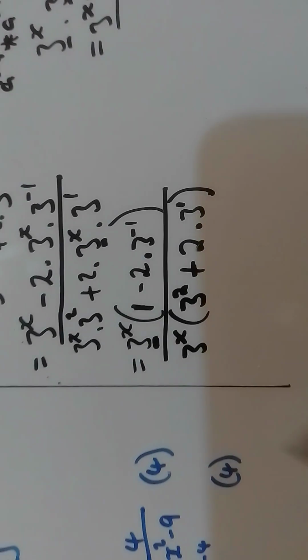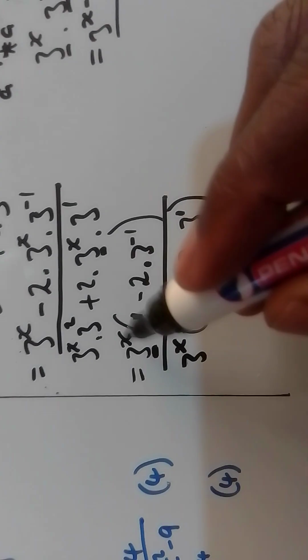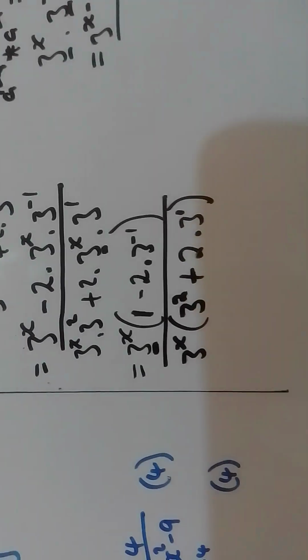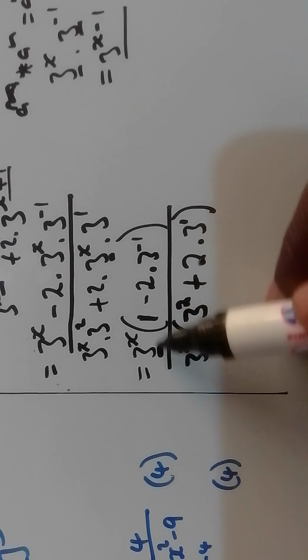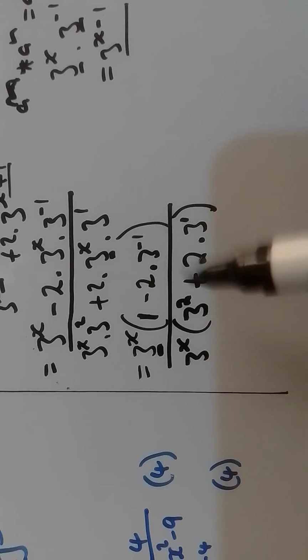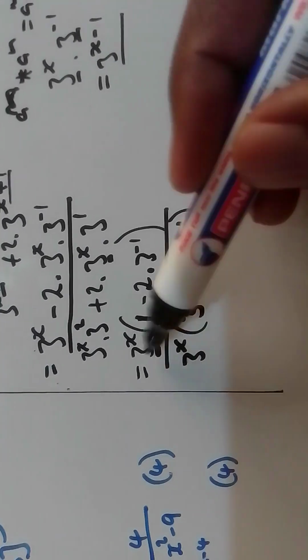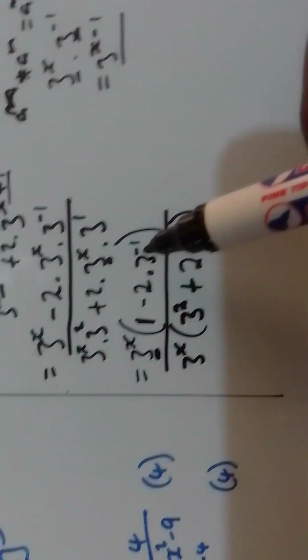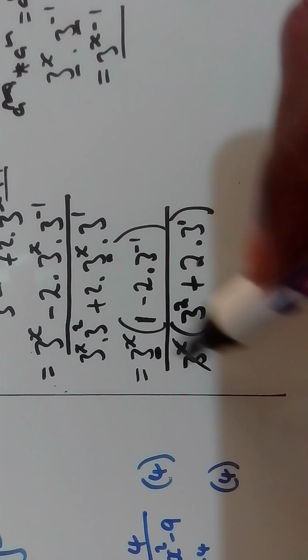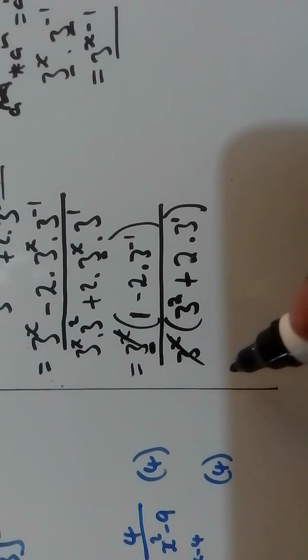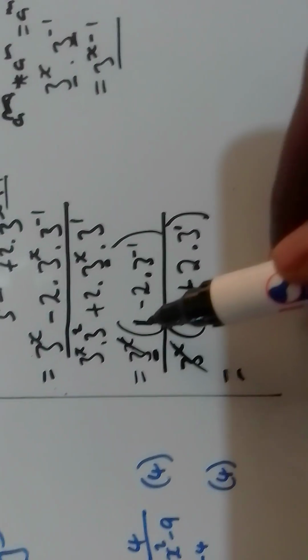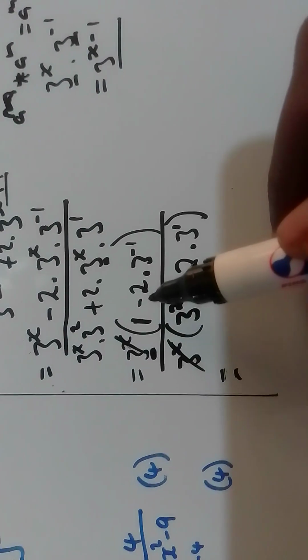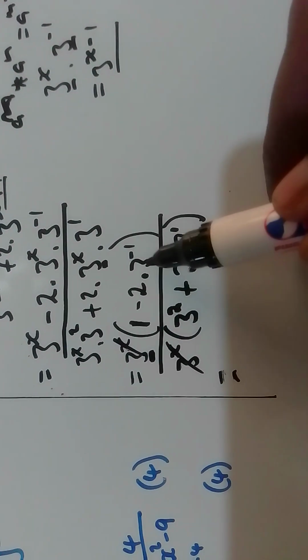Now observe, here what do I have? I've got 3 to the power x and 3 to the power x. And the interesting part now is that we've got brackets, which means this is multiplying with that, this is multiplying with that. So now, if I'm seeing identical things and I've got multiplication brackets, it means these identical things, they can cancel. Meaning to say that now I'm left with what is inside the brackets. Now here I've got 1 minus 2 multiplied by 3 to the power negative 1, right?